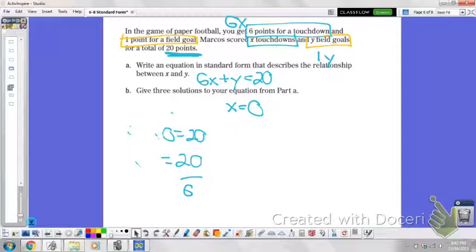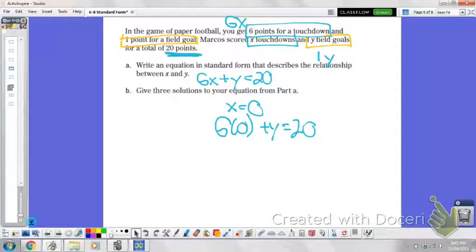Now we'll check out whenever x is equal to 0. So whenever x is equal to 0, we will substitute that into our equation, 6x plus y equal to 20, and solve for y. So let's see if this one will work. So 6 times 0 plus y is equal to 20. Well, 6 times 0 is 0, so we have y is equal to 20. So if you score 20 field goals and 0 touchdowns, that is one solution.